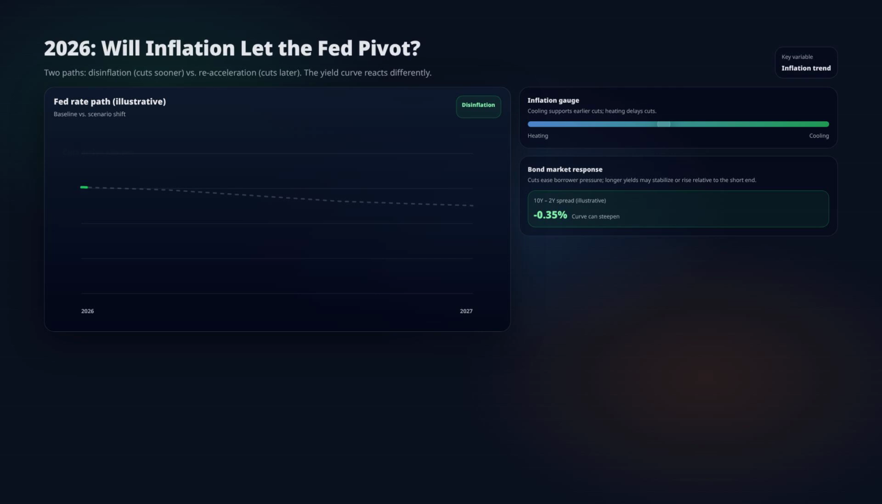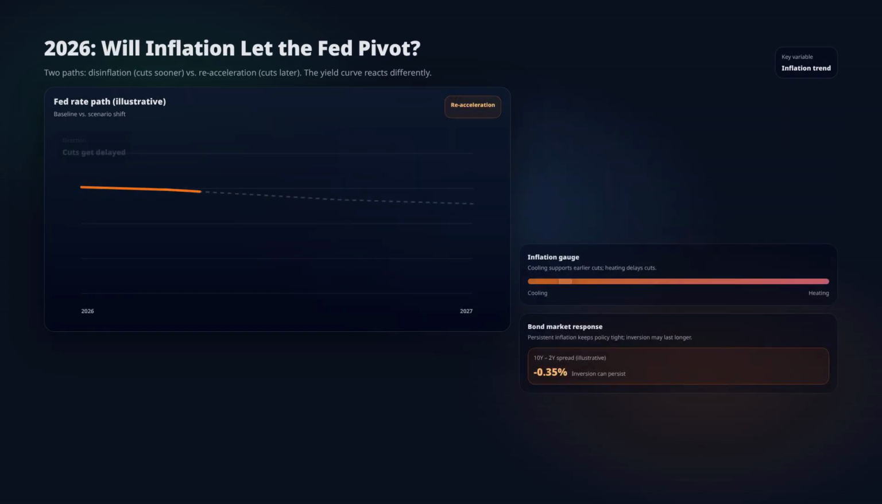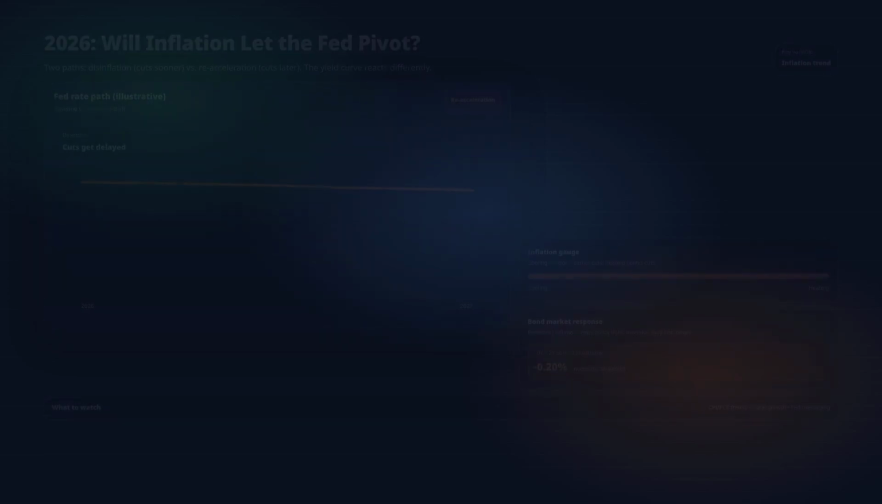The big question in 2026 is whether inflation has truly cooled enough for the Fed to pivot. If disinflation continues, rate cuts may ease pressure on borrowers and help the curve steepen. If inflation reaccelerates, cuts could be delayed and the inversion may persist longer.